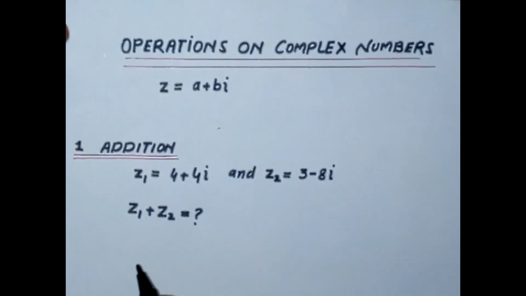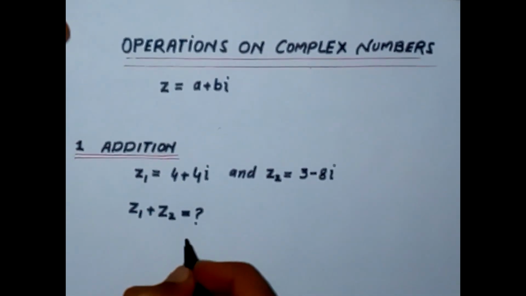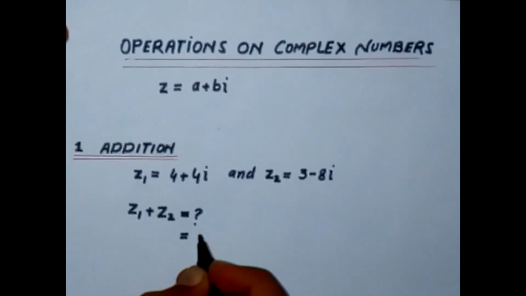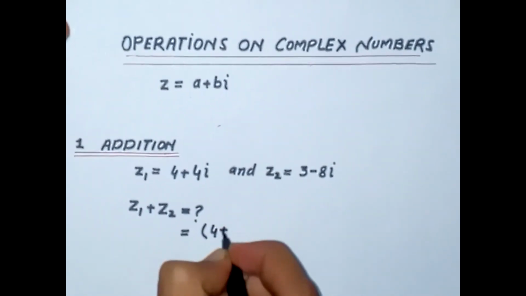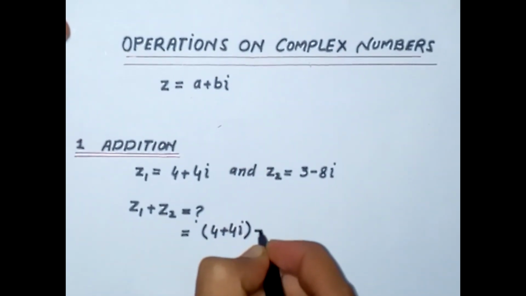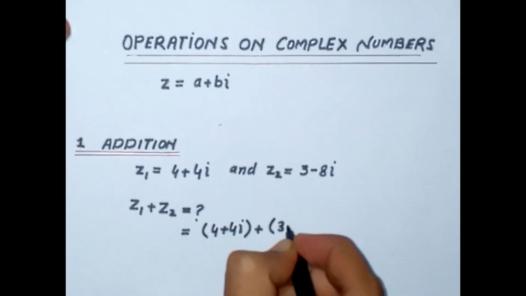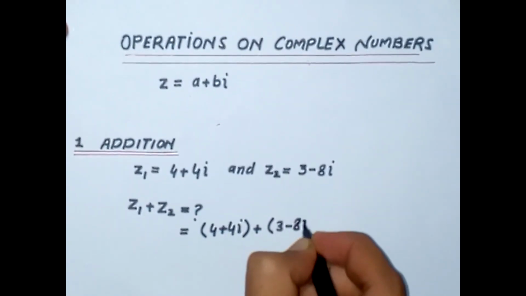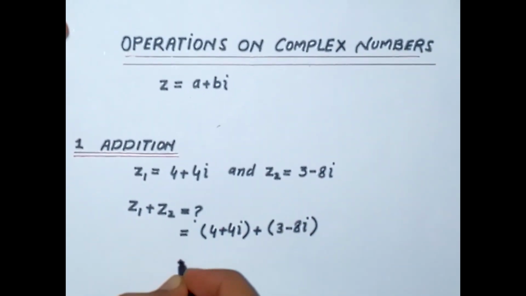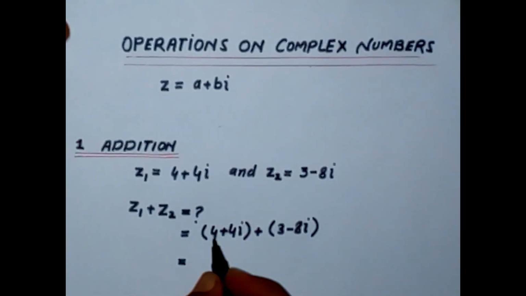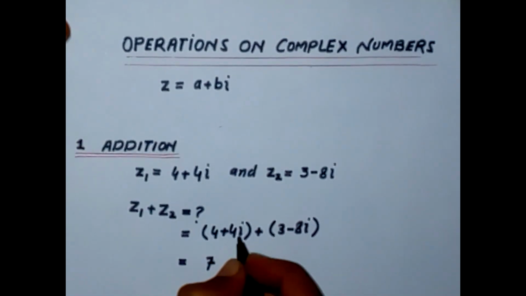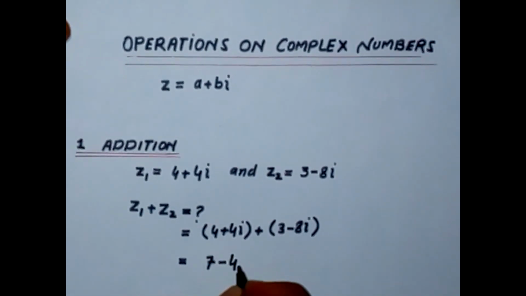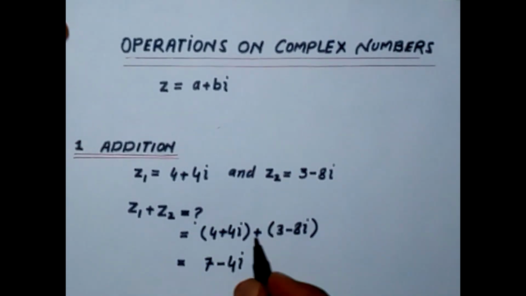Let's begin with the addition of two complex numbers. How to find z1 plus z2? To find z1 plus z2, let's put the values of z1 and z2. z1 is 4 plus 4i, plus z2 is 3 minus 8i. Now to add these two complex numbers, add the real with the real. 4 plus 3 gives 7. 4i minus 8i gives minus 4i. So the result of the addition of two complex numbers is another complex number.